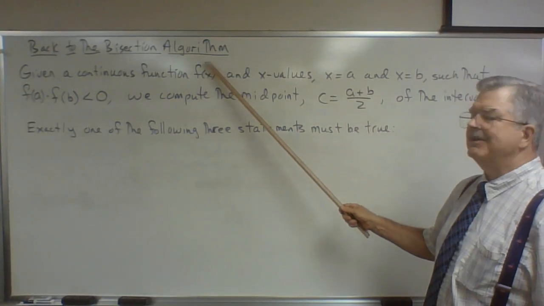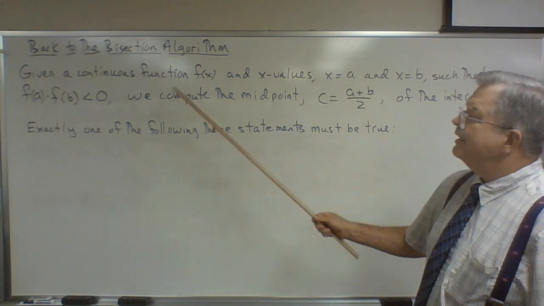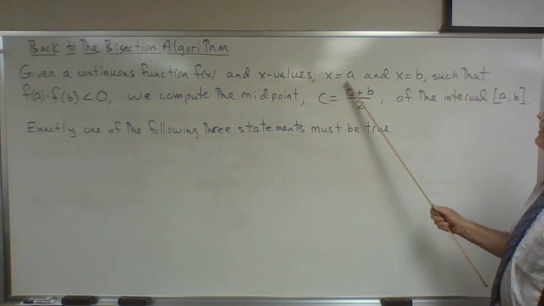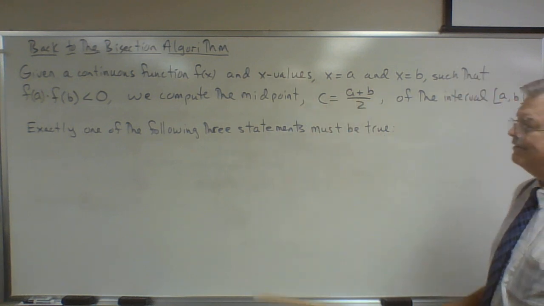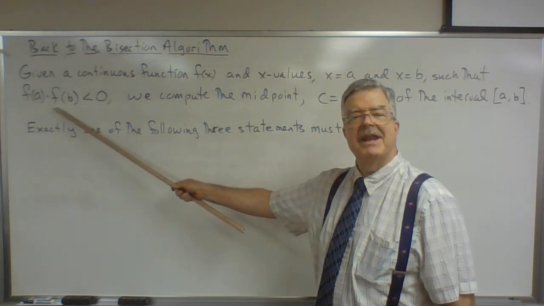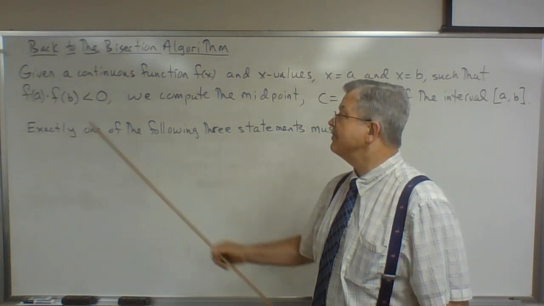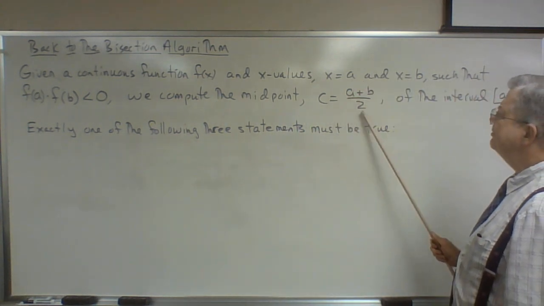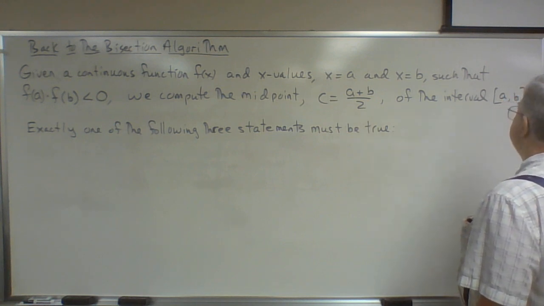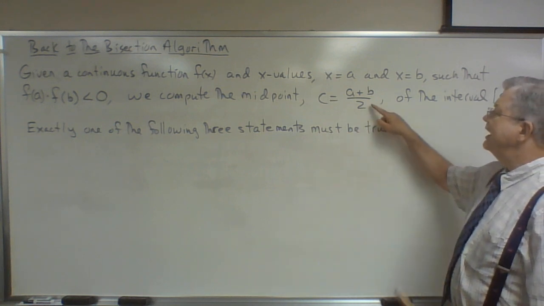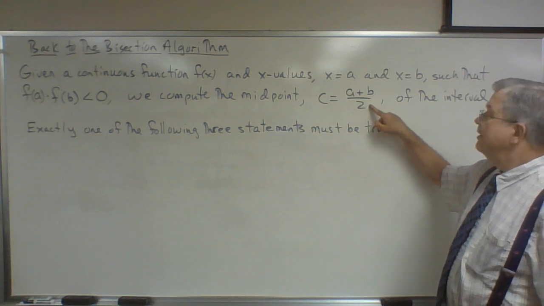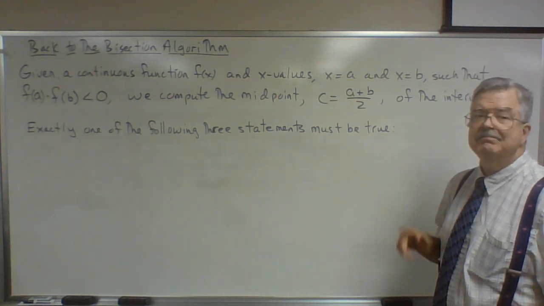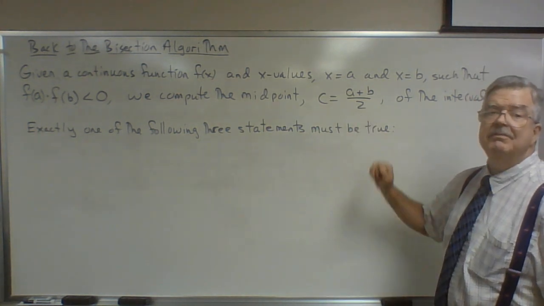Okay, back to the bisection algorithm. Given that we do have a continuous function f of x, and x values a and b such that f of a and f of b are of opposite sign, we compute the midpoint, c equals (a plus b) over 2, of the interval ab. This makes sense. c is the midpoint. If we add a and b together and divide by 2, what do we get? The average of a and b. That's the midpoint of the interval ab.